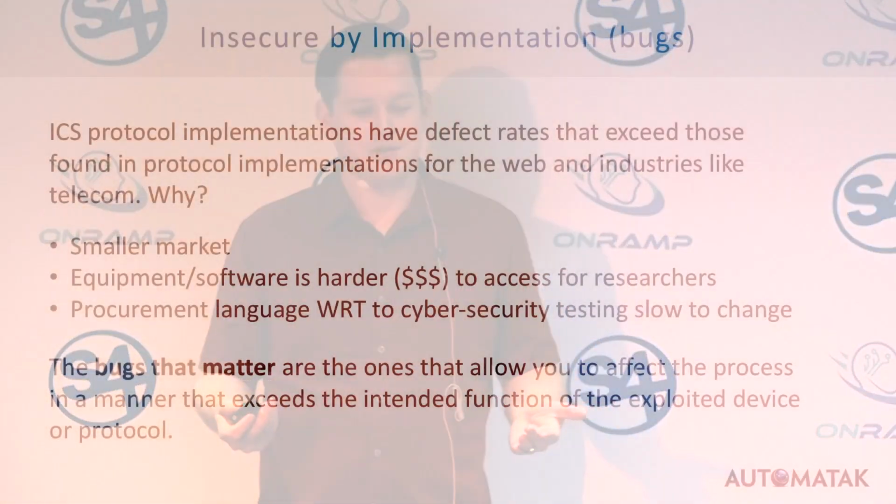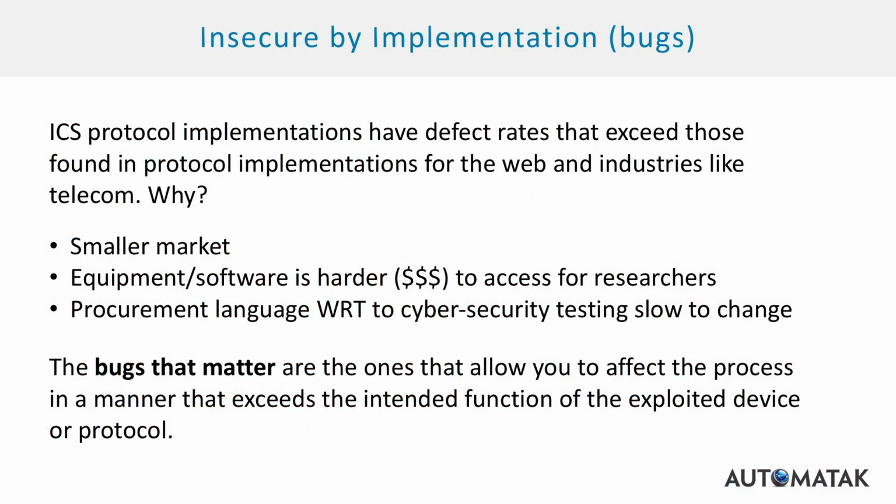And I won't harp on too many of these bullets, because Dale already mentioned that frequently the easiest way to exploit a single device, not necessarily the whole process, but a single device, is just to read the manual and see what the protocol is capable of doing. Insecure by implementation. And I think I'll just skip to the bottom and say that the bugs that matter are the ones that allow you to do something important to the process that you couldn't already do through the protocol itself. And I'll give some examples of that on the next slide.